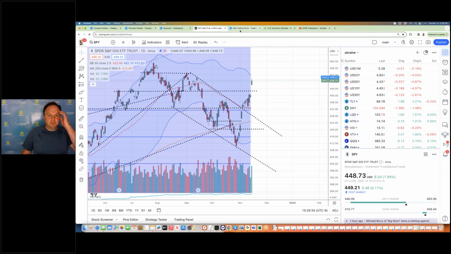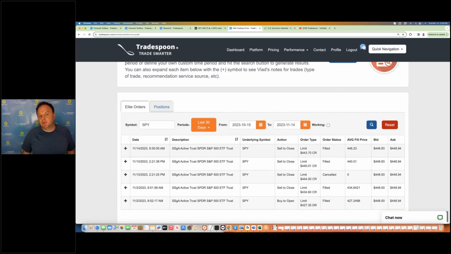I would be a buyer into a pullback. I did trim, I actually closed my spider position. I was long spiders at the beginning of November and closed the position because I did reach my target gain. I would consider initiating this position again if it does drop back to 440.